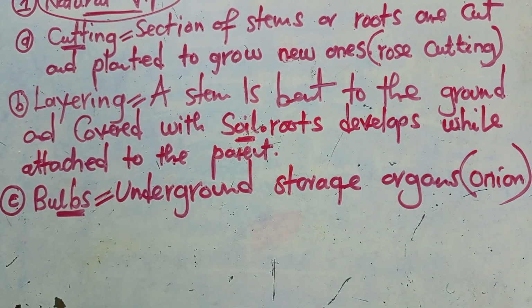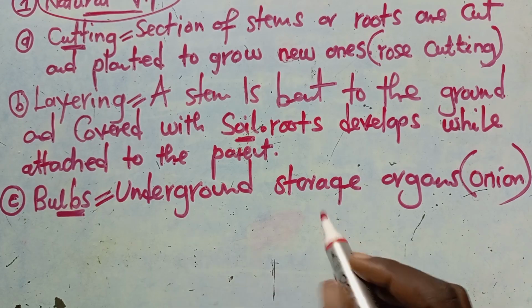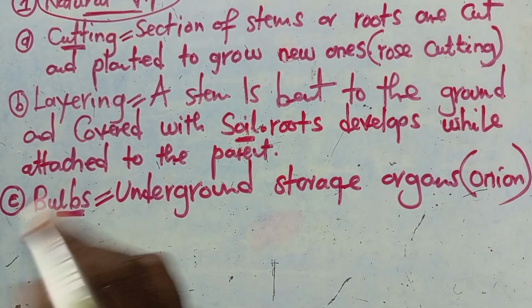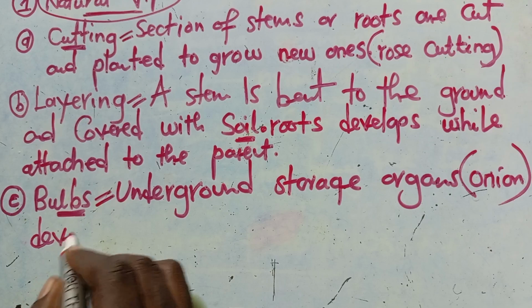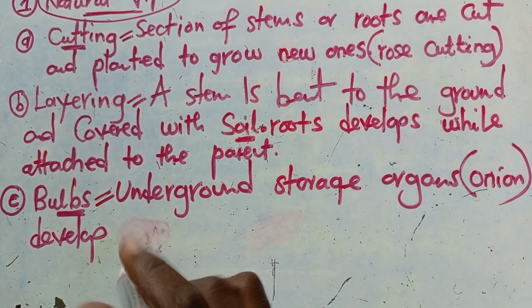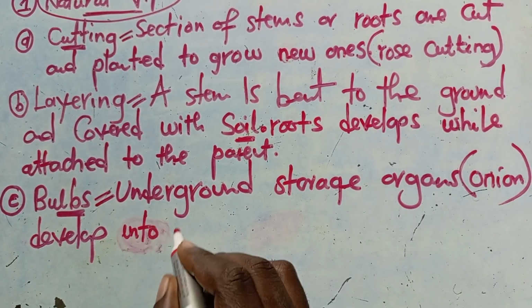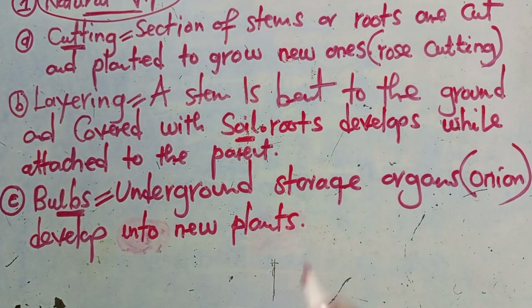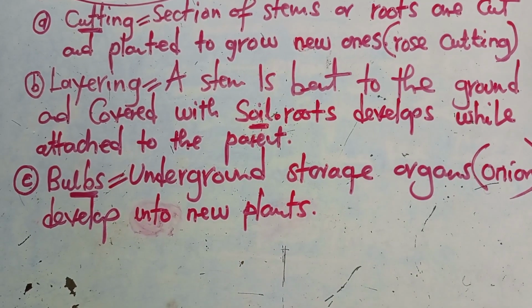You will also observe that underground storage organs like onions develop new plants. Underground storage organs such as onions develop into new plants. So this is what happens. I believe we are together up to here.